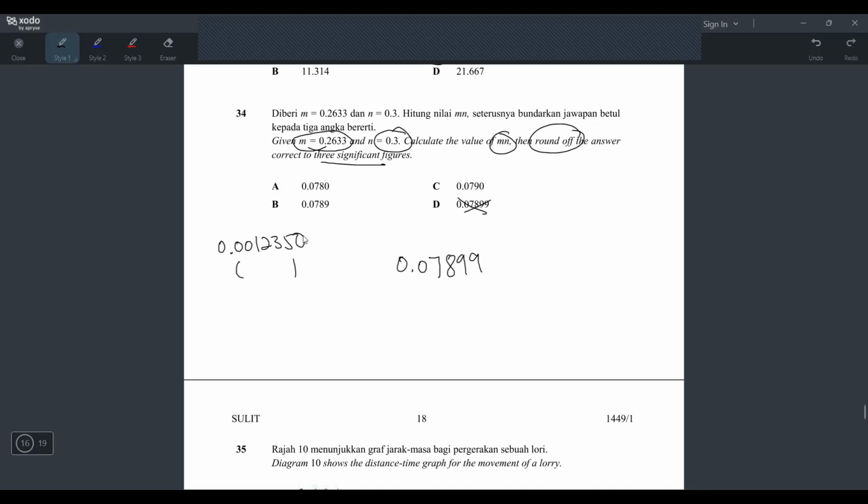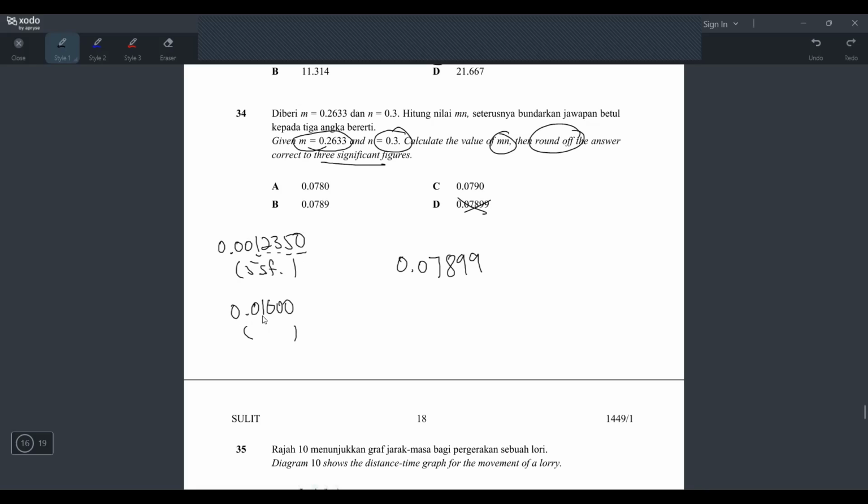But 0 at the back, kita kira tak? Okay, kita kira kalau ada decimal. Kalau tak ada decimal, tak kira. So 1, 2, 3, 4, this 0 kira. Kenapa kira? Sebab ada decimal. So ada 5 significant figure. Okay, try one more time. 0.01000. Ada berapa significant figure?